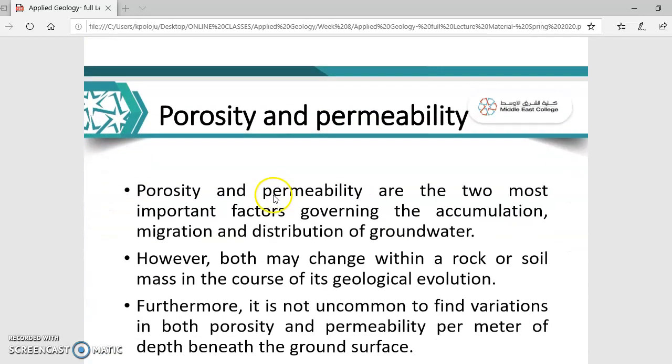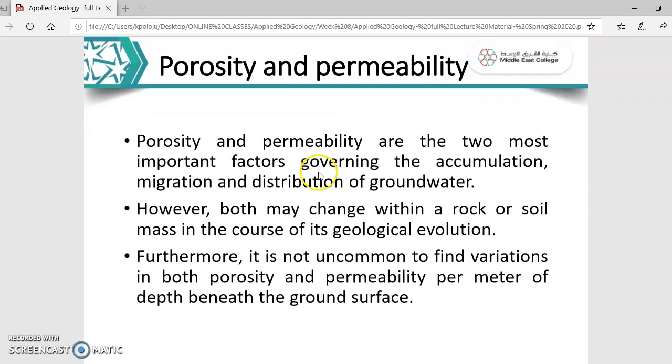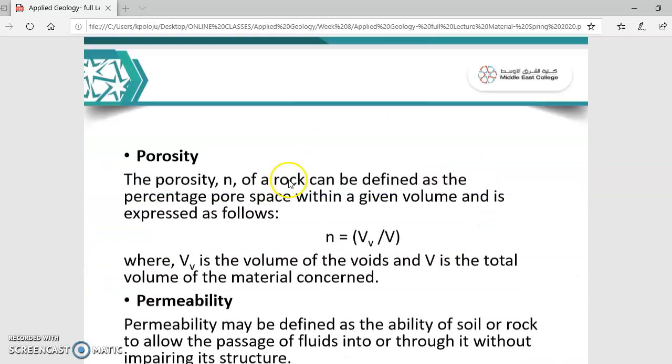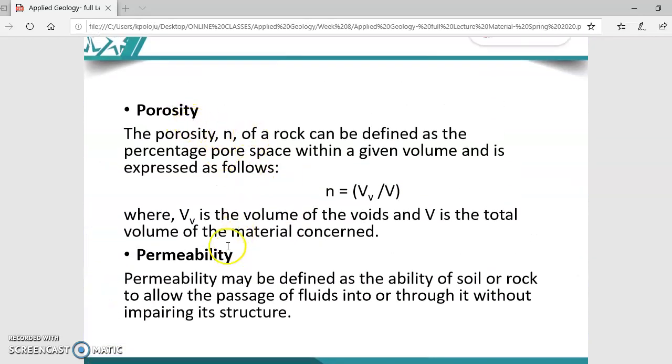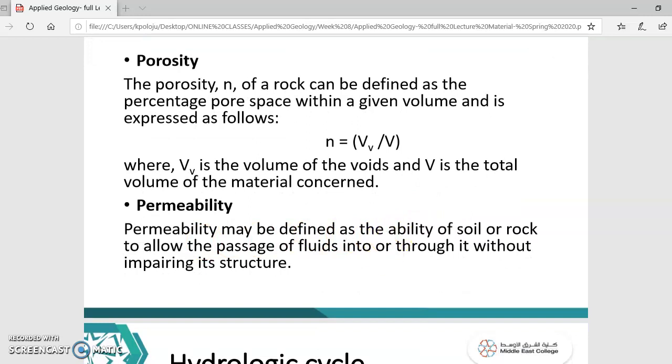And the next topic is porosity and permeability. Porosity and permeability are the two most important factors governing the accumulation. In general, porosity and permeability definitions are both the same but not exactly. If you see the definition here, porosity is denoted by n, which is defined as the percentage of pore space within a given volume. Total volume: n equals Vv divided by V, where Vv is the volume of voids and V is the total volume. And permeability is defined as the ability of soil or rock to allow the passage of fluids into it.